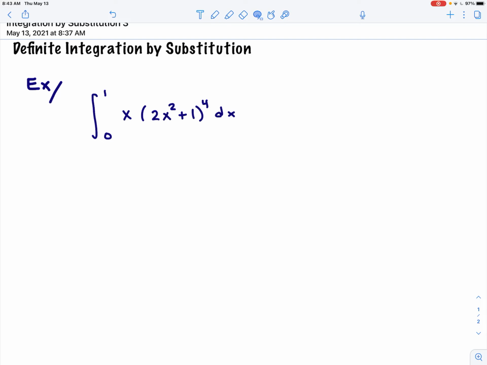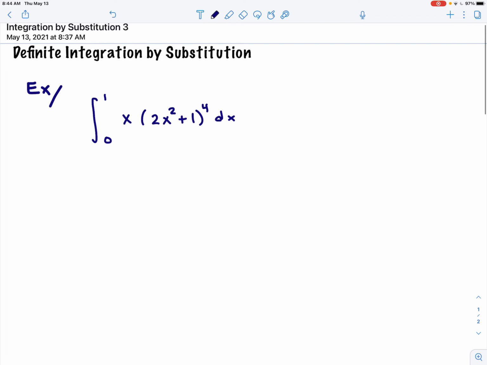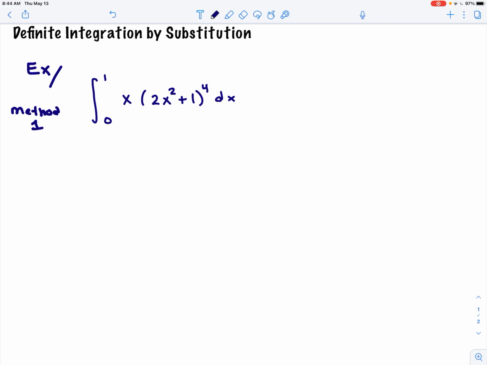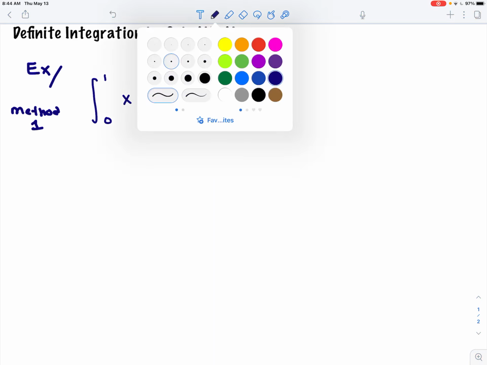We're going to look at an example of the definite integral and substitution, and I'm going to do this one question two ways. You can choose to do this question; it's up to you which method you want to use. Whichever one makes sense to you, you should go with that one. So the first way, method one, is to sort of ignore the definite part and just do the substitution.